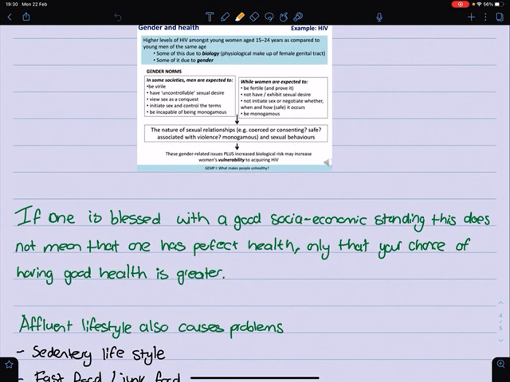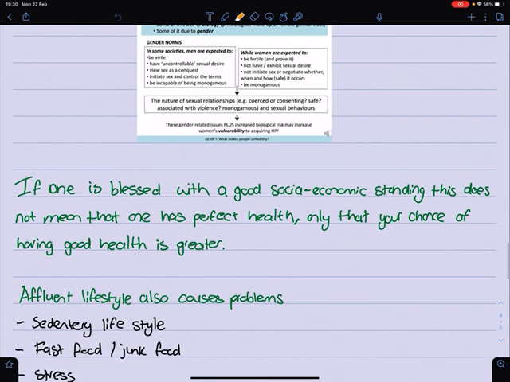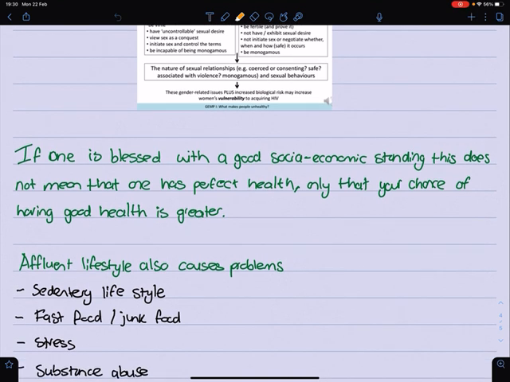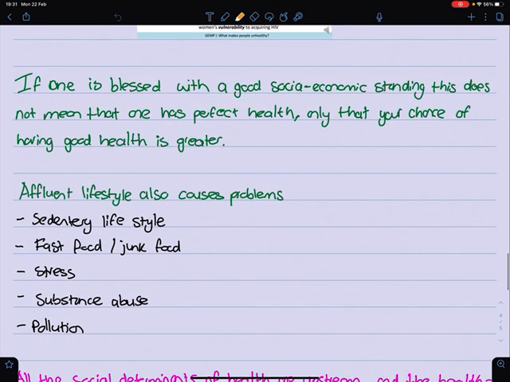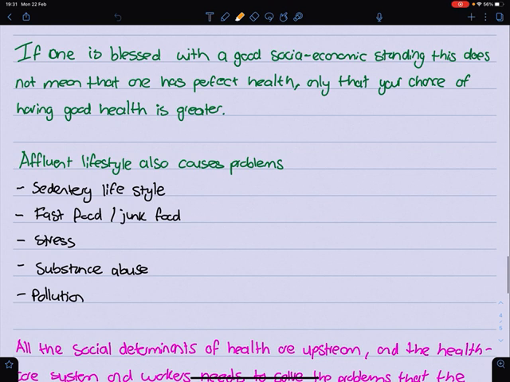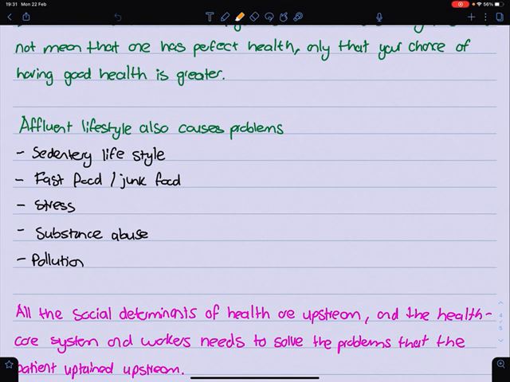In some cultures, there's a stereotype of what a man and a girl should be, and that can influence their health. If one is blessed with a good socio-economic standing, this does not mean one has perfect health. It only means that your chance of having good health is greater. Lifestyle can also be a problem. Due to a sedentary lifestyle, people sit behind computers and are not really active. You'll also be predisposed to eat fast food or junk food. You may also undergo a lot of stress, and this can lead to substance abuse. You can also be affected by pollution.